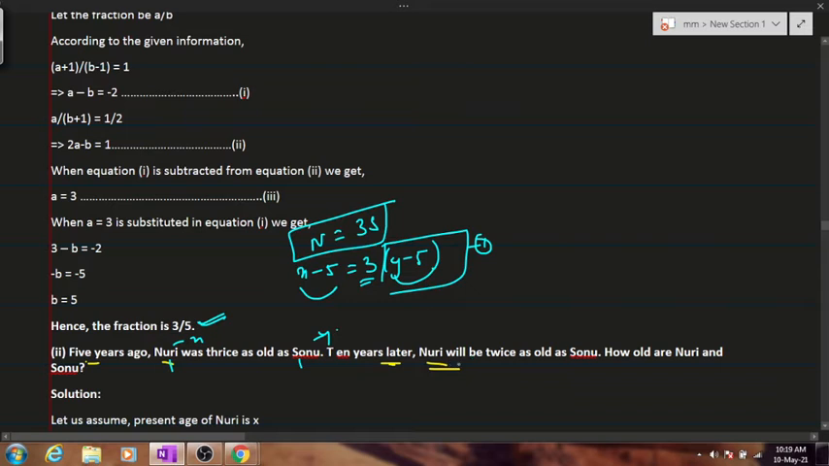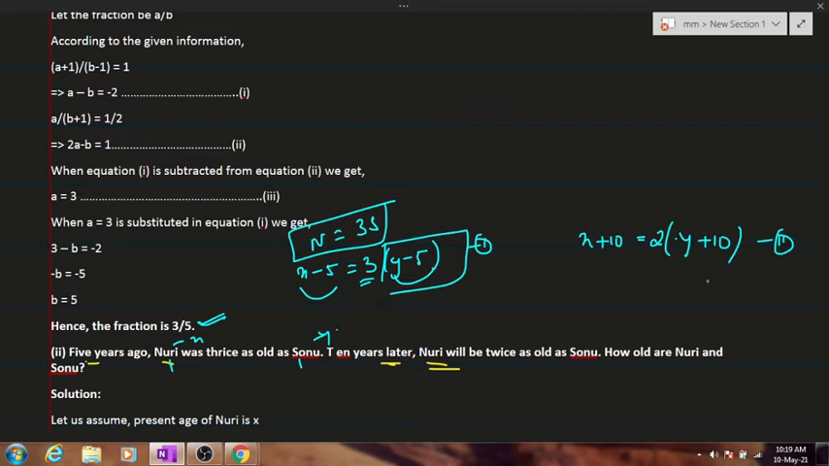Okay? Now, Noori's age 10 years later. 10 years later means Noori's age will become x plus 10 and Sonu's age will become y plus 10. Noori's age is twice as old as Sonu. So if you double Sonu's age, you will get Noori's age. Clear? This is how your second equation will look like. Were the two equations clear to everyone? Kindly confirm yes or no. Yes, sir. Now go on to tell me the answer.